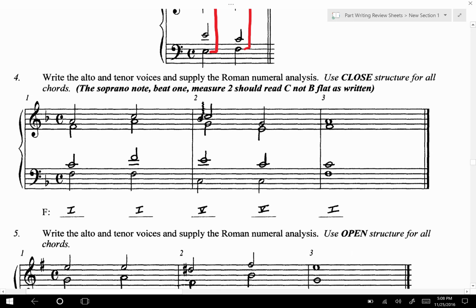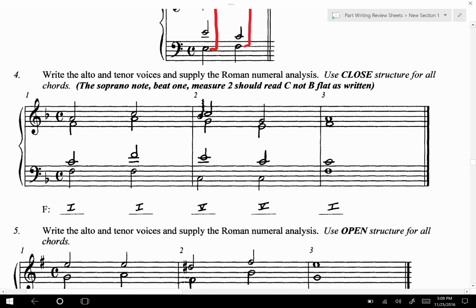Number 4, write the alto and tenor voices and supply the Roman numeral analysis. They want you to use closed structure for all chords. Okay? They were kind enough to supply a note, so hopefully you changed that as I did. We're looking at a C right here in the soprano, not a B. It was notated incorrectly. So we're in F major. That's our key. F's in the bass. So hopefully you got the Roman numeral analysis correct.